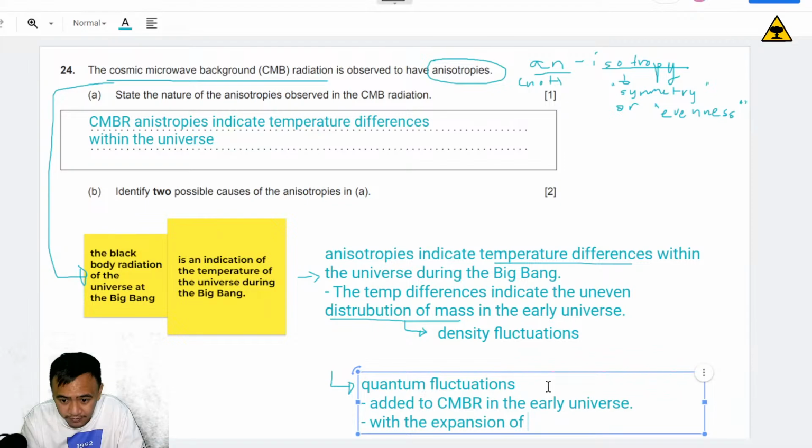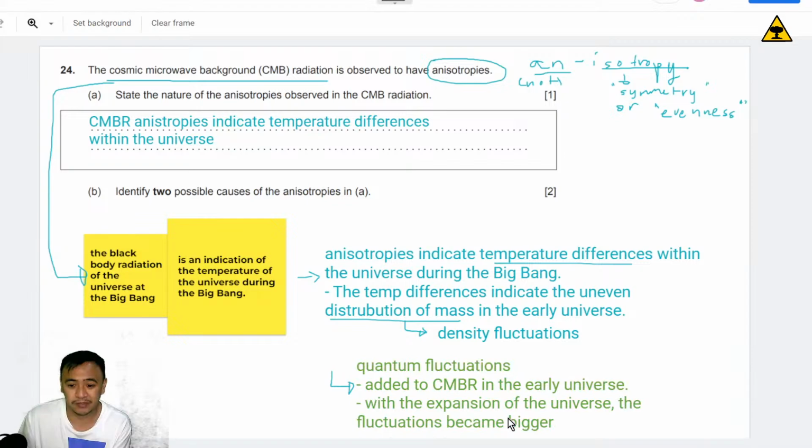During the beginning of the universe, these quantum fluctuations, even though they added to the CMBR, weren't really a big addition at that time. It was more about the temperature differences then. But as the universe expanded further and further, making everything bigger, these fluctuations became bigger as well, until they became noticeable in the CMBR. Okay, so these are the two.